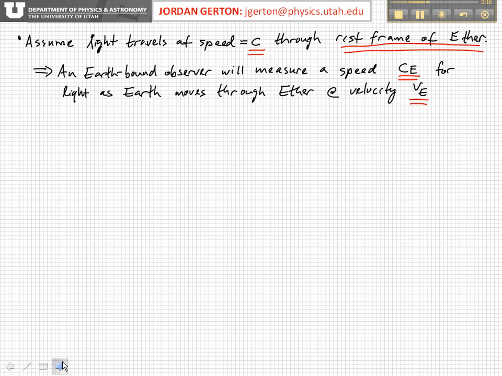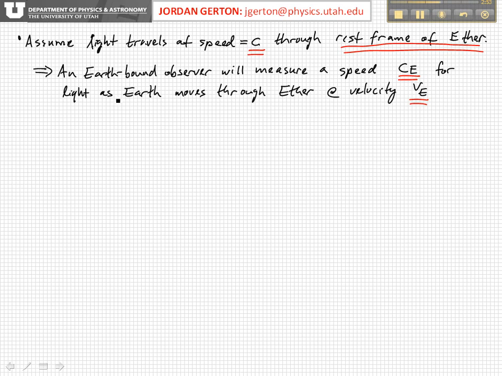So the first thing that we do is define the speed of light that they would measure if the Earth were stationary with respect to the ether, and we'll define that as c. This is what we typically use in physics to define the speed of light, and that's again the speed of light that would be measured if the Earth were at rest with respect to the ether. Okay, so it's in the rest frame of the ether.